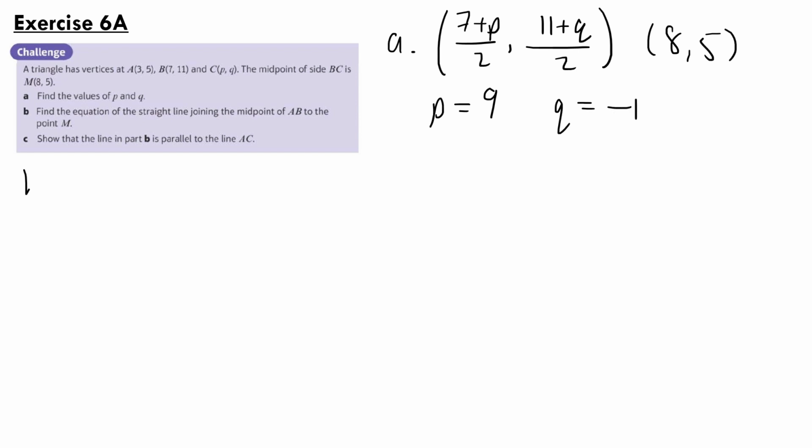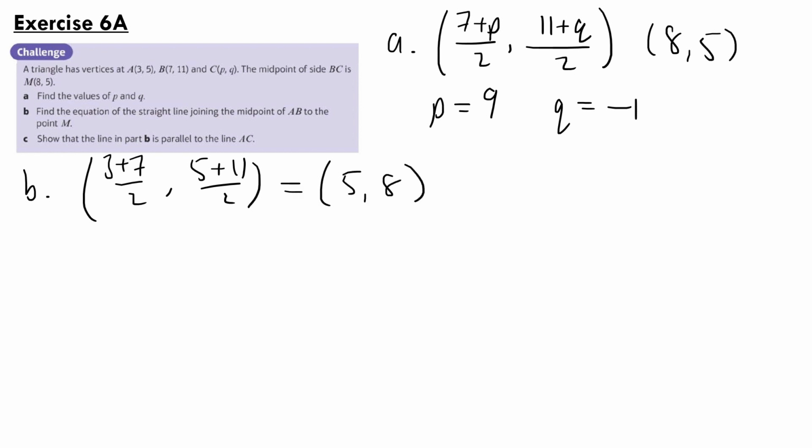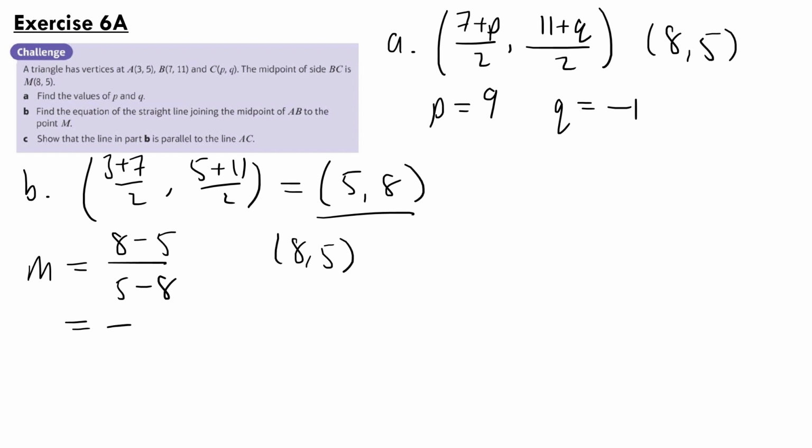Part B, find the equation of the straight line joining the midpoint of AB to the point M. So the midpoint of AB is going to be (3 plus 7 over 2, 5 plus 11 over 2), which is (5, 8), and the straight line joins this point to the point M (8, 5). So the gradient of this line is 8 minus 5 over 5 minus 8, which is minus 1.